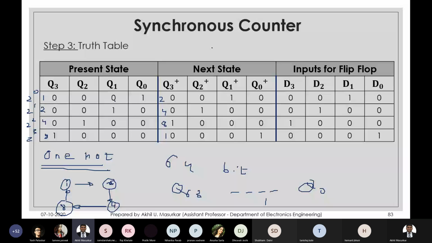But out of these 16, how many are defined and how many are undefined? Can you tell me this? Can you type your answers in the chat box? There are in all 16 conditions. Out of these 16, how many are defined and how many are undefined? Four are defined and the rest are undefined. 4 defined, 12 don't care. Yes, Tanish has given the most appropriate answer, followed by Hemant and Omkar. Okay, good. So we will have 12 don't care conditions here.